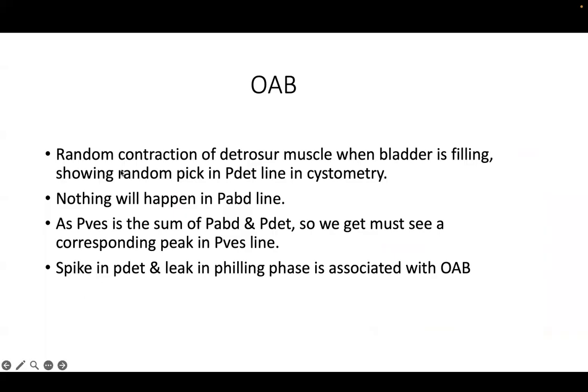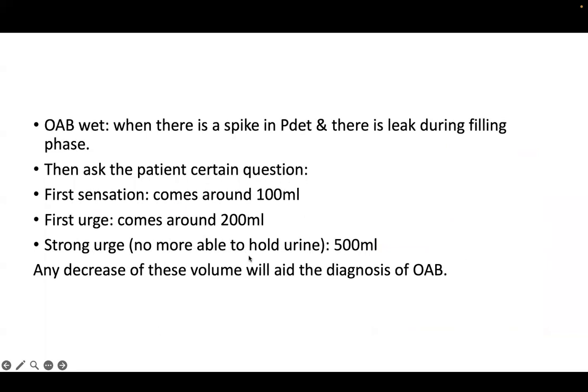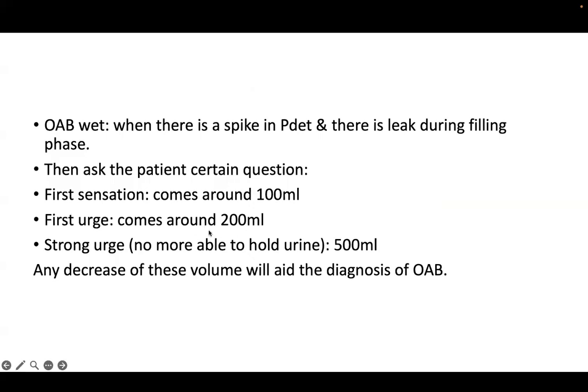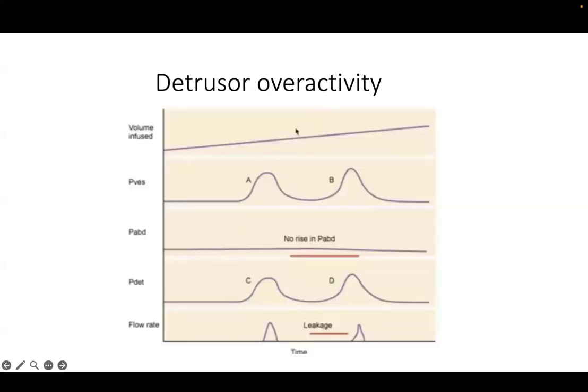This slide shows, as we already discussed, and I'm telling again, random contraction of the detrusor muscle when the bladder is filling, showing an abnormal peak in the detrusor line in cystometry. Nothing will happen in PABD. As PVES is the sum of PABD and PDET, we get a corresponding peak in PVES. A spike in PDET and leak in the filling phase is associated with OAB. The first desire is around 200, first sensation around 100, and strong desire around 500, we already discussed. So what is detrusor overactivity? Rising vesical pressure associated with a rise of detrusor pressure, no rise in abdominal pressure, associated with leak.